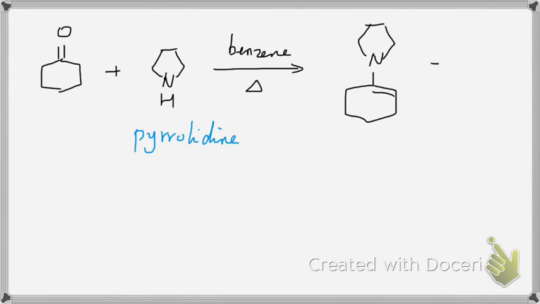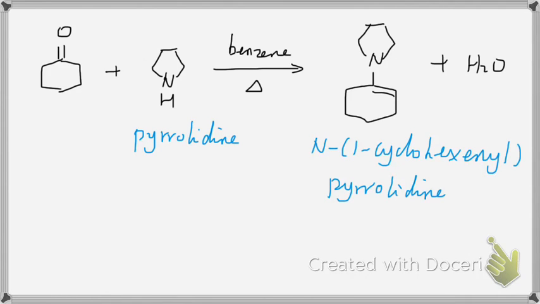So the product here will be N-1-cyclohexenylpyrrolidine. So we have the double bond in the 6-membered ring, and the nitrogen of the pyrrolidine is attached to one of the double bonded carbons. And this product is an enamine.